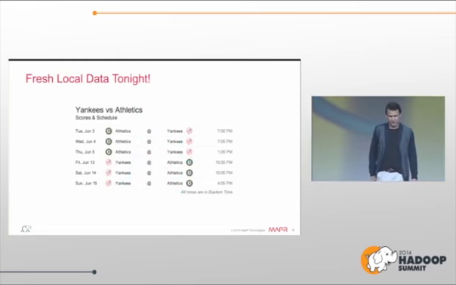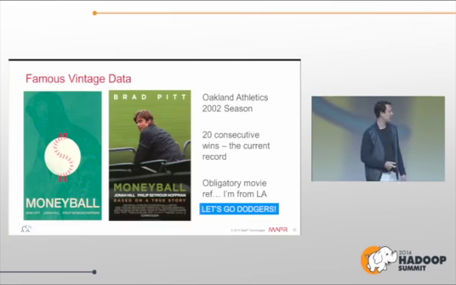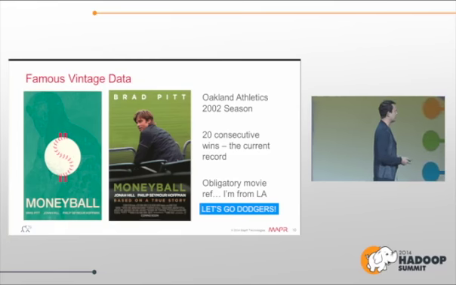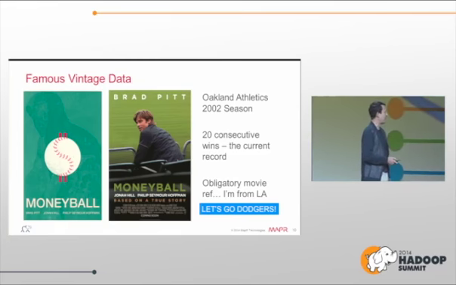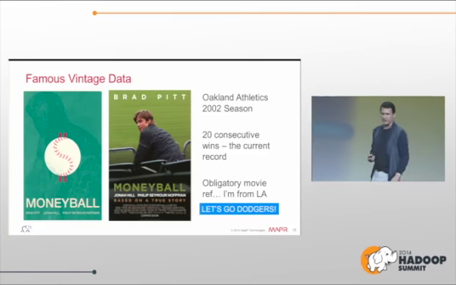So in about an hour and a half, there's an A's game versus the Yankees. This is some real-time data. And in particular for this demo I'm going to be showing you, though, I'm going to be looking at an older vintage data set from the Oakland A's, and that is the Moneyball data set. So there was a season in 2002 where the Oakland A's held a league-specific winning record of 20 consecutive wins, and they still hold this.